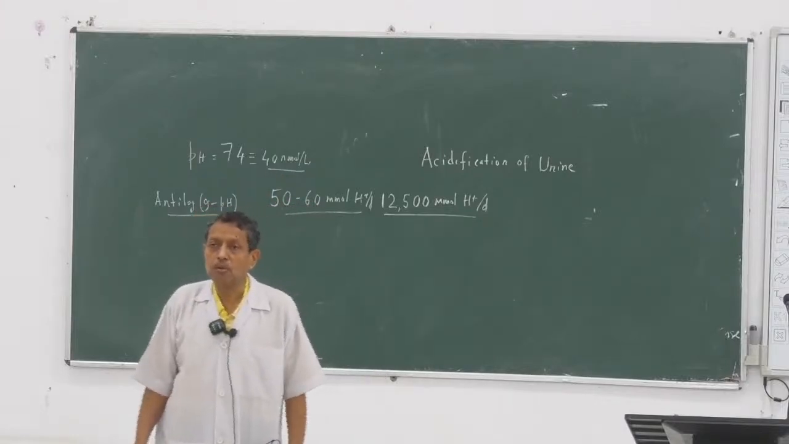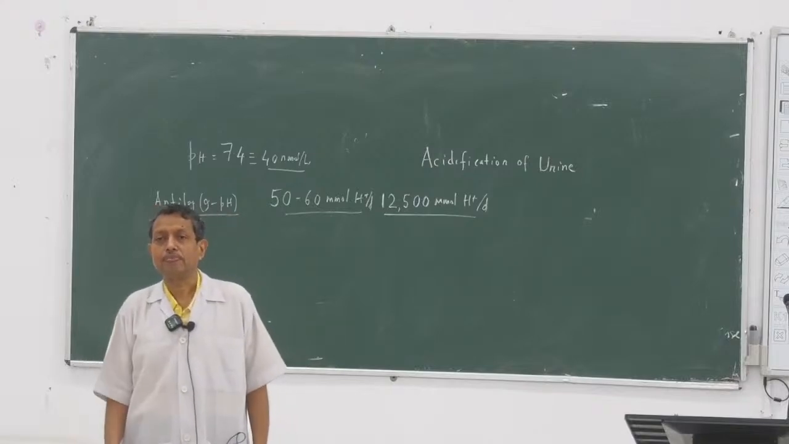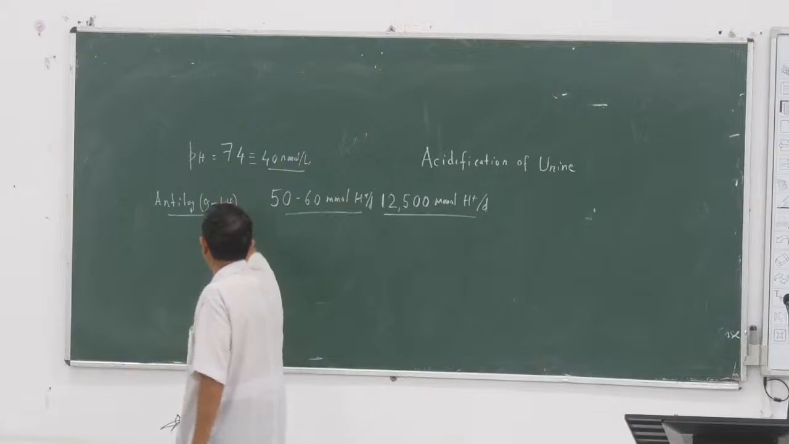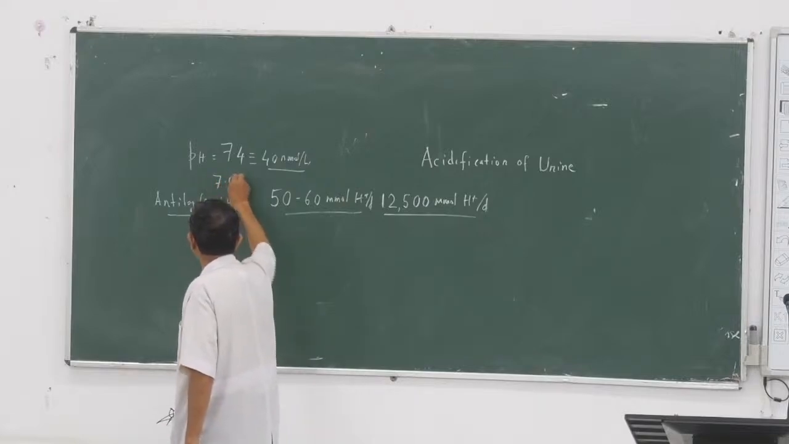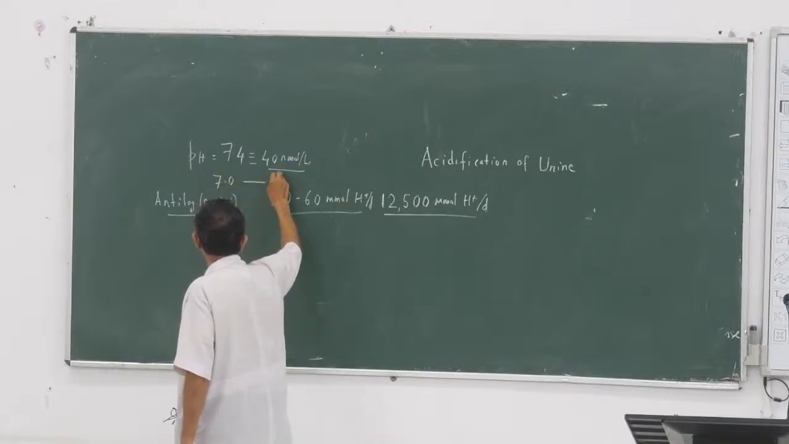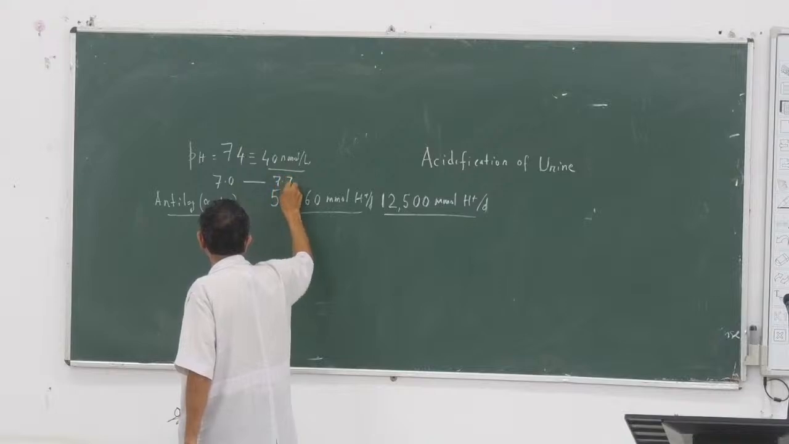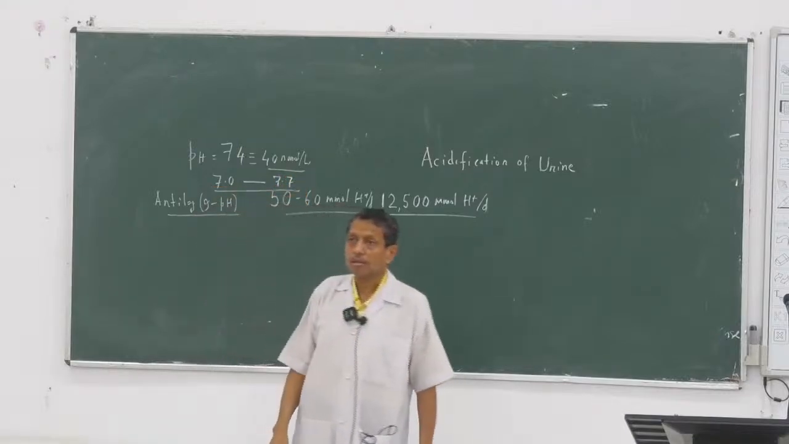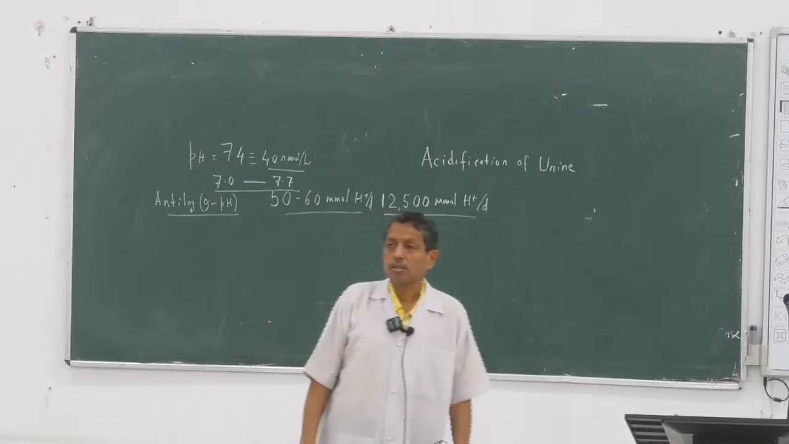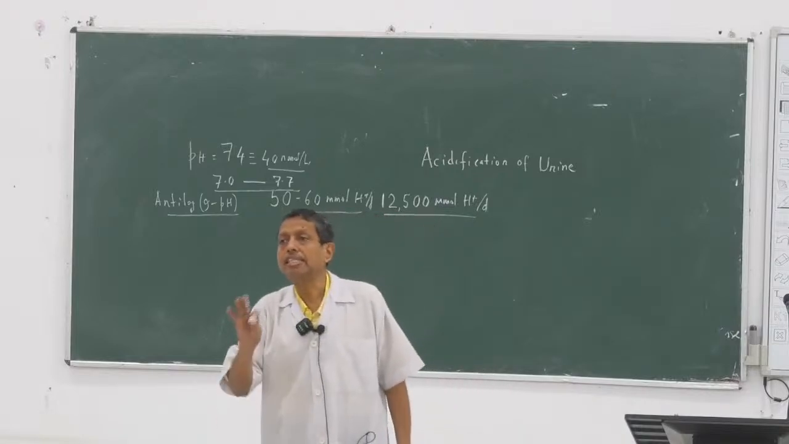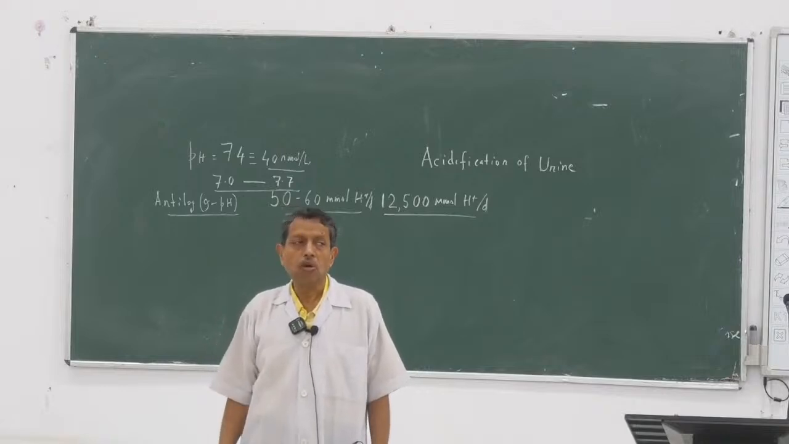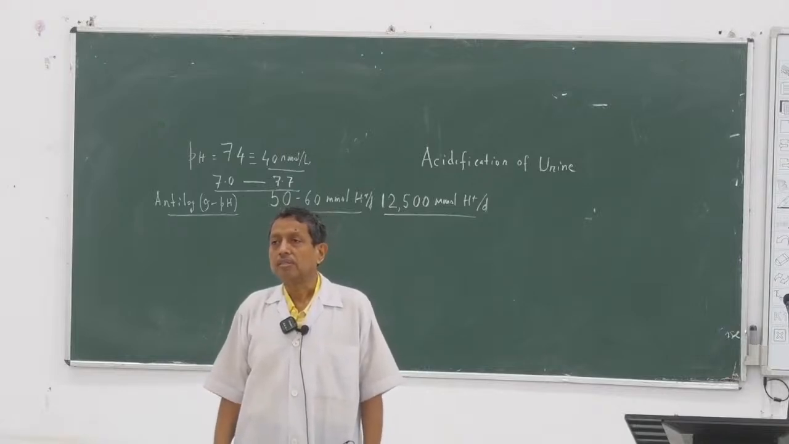And life is possible within a narrow range. pH 7.0 to 7.7. And within this pH, life is possible. Beyond this, it becomes impossible.